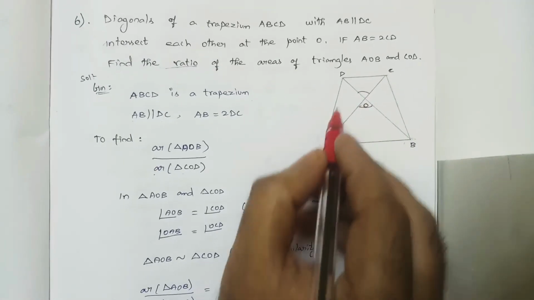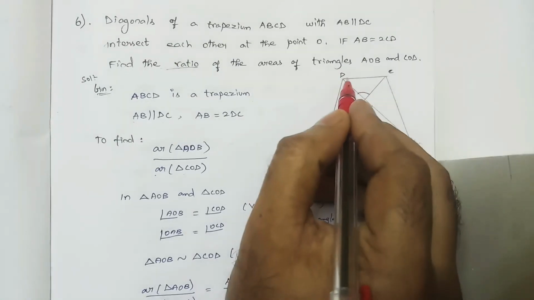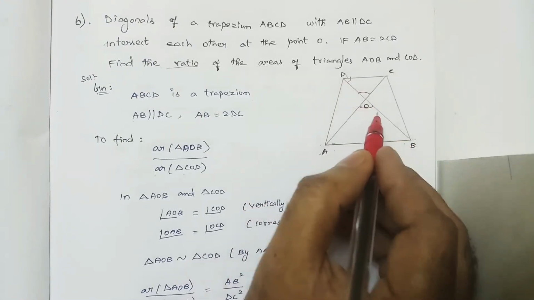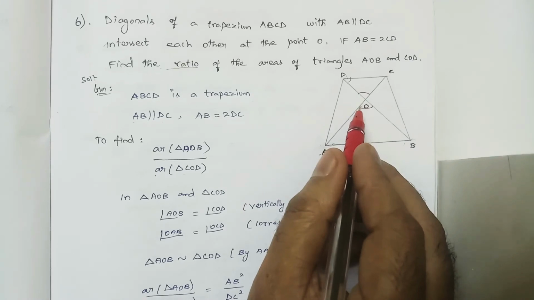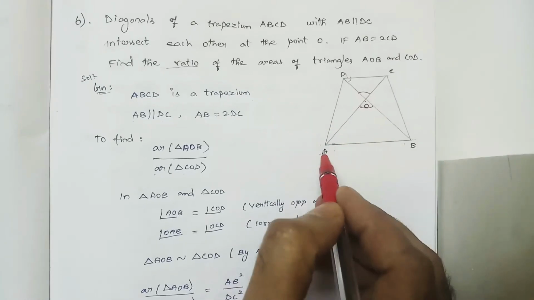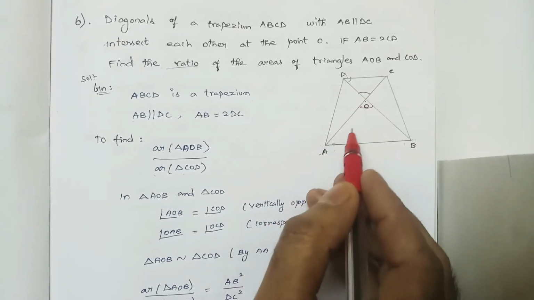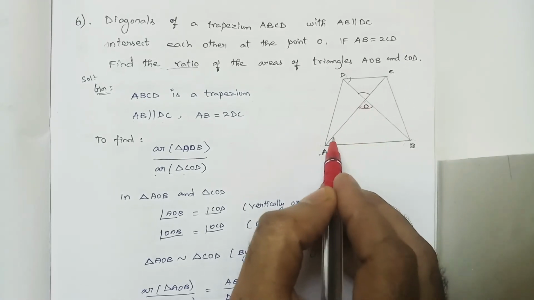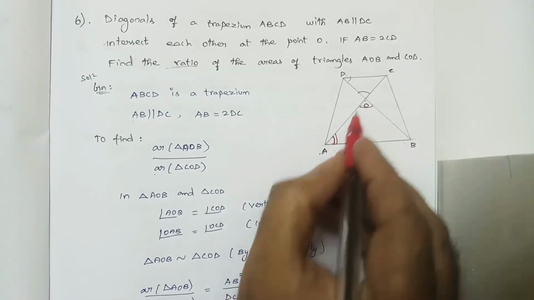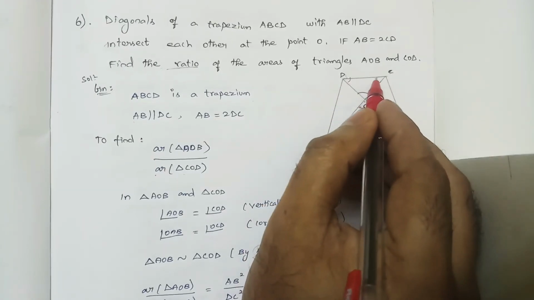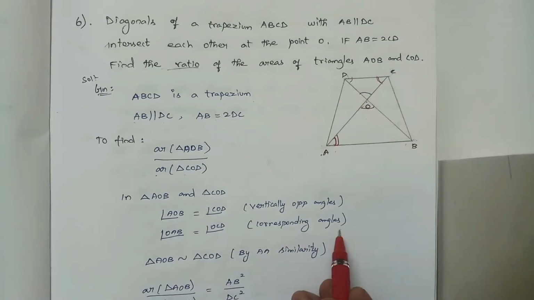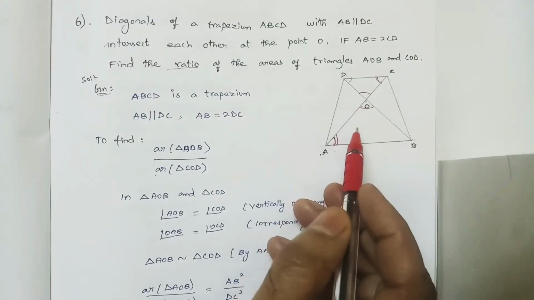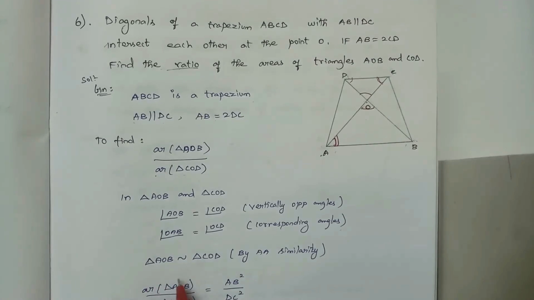Then angle CDO is equal to angle ABO. Otherwise, you can take angle OAB, which is equal to angle OCD, corresponding angles. By AAS similarity, these two triangles are similar. Triangle AOB is similar to triangle COD by AAS similarity.